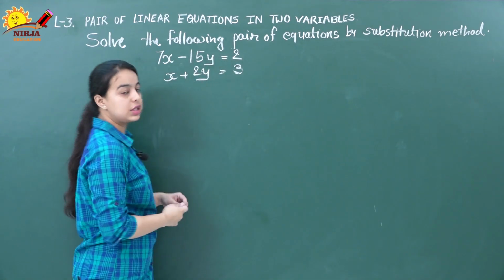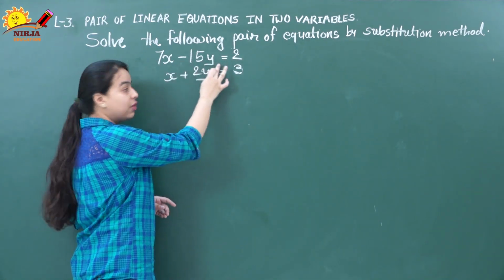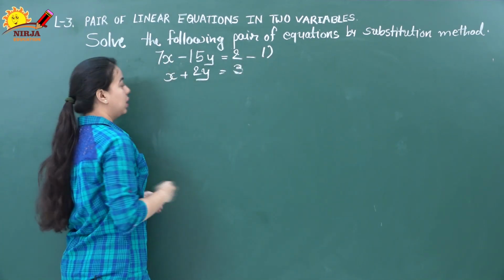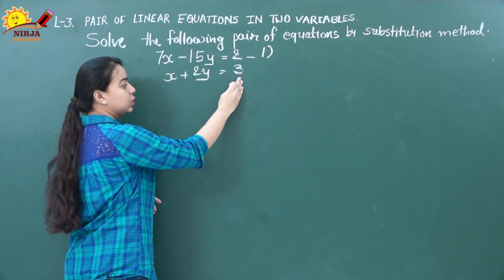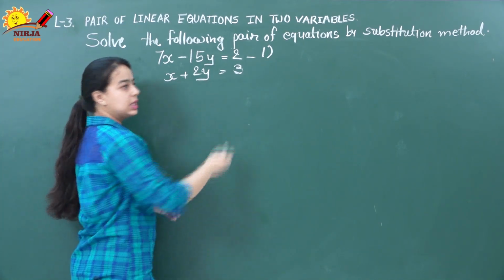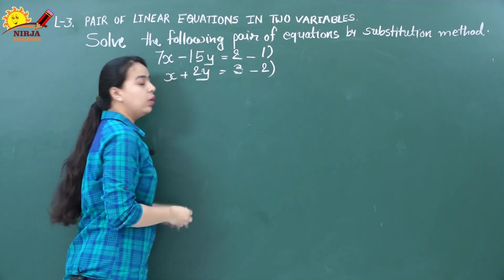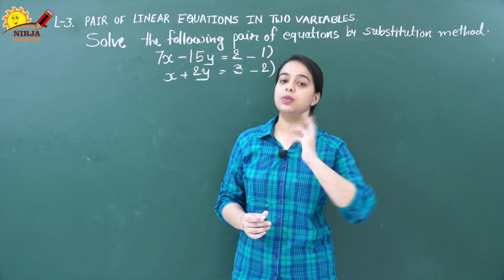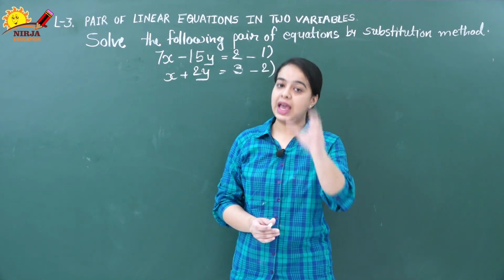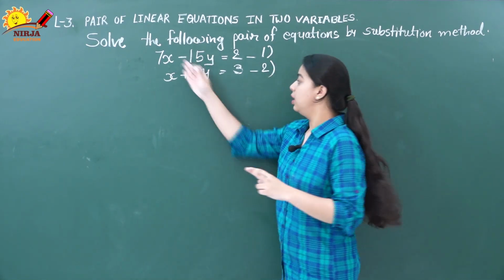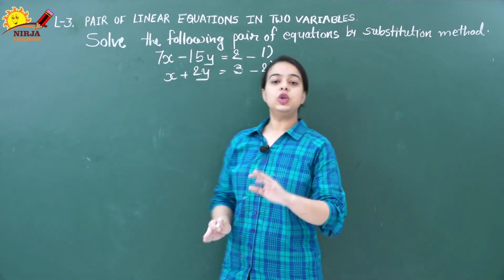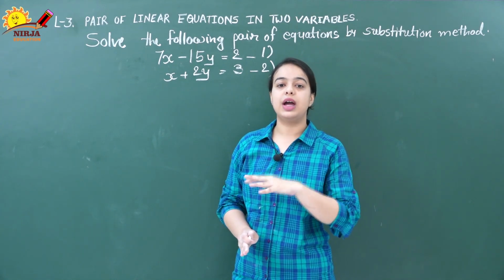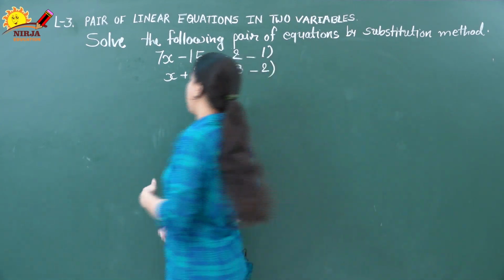As you can see, the first equation is 7x minus 15y is equal to 2. I am considering this as equation 1. x plus 2y is equal to 3. Let's consider this as equation 2. Now what we need to do is write any one variable in terms of the other. That means you can pick either x or y. There are two variables, x and y. So you need to pick either x or y and write it in terms of the other variable. Let's see how.